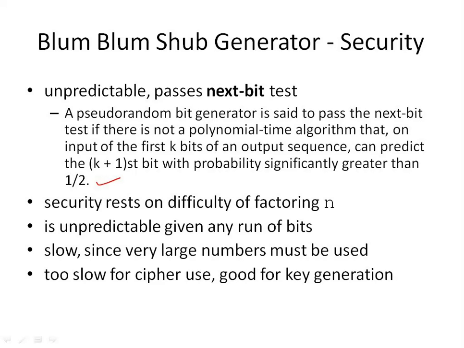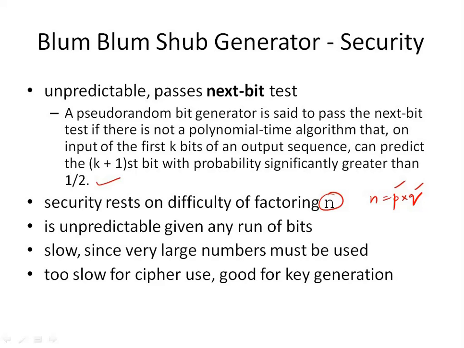Generally this security lies on the difficulty of factoring n, since n is equal to p times q, with both p and q odd prime numbers. So the entire security of this algorithm depends upon the difficulty of factoring n into two odd prime numbers. It should be unpredictable given any run of bits. If we are given any sequence of bits, it should not be possible to predict the value of n and p or q.